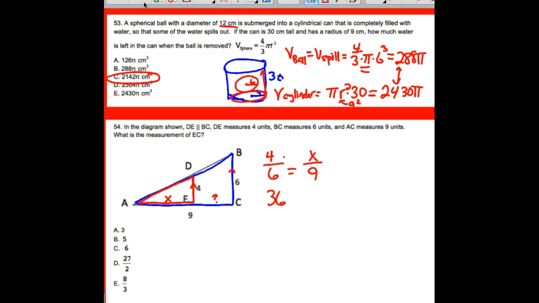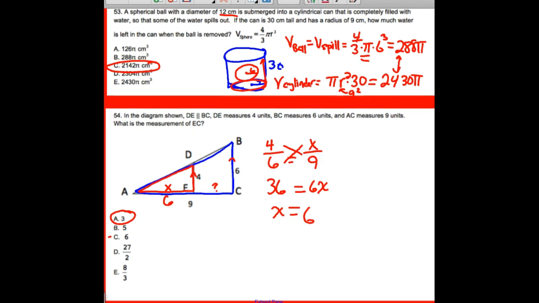When I solve this by cross multiplying, that's how we solve all proportions, I get that x is 6, which tempts me to circle C, but I always keep that question in mind. I like to put a question mark on what I'm finding. I did not find the question mark. The question mark would be 9 minus 6, which gives me 3.